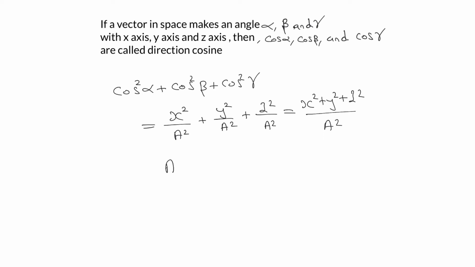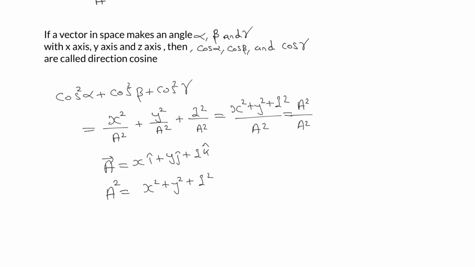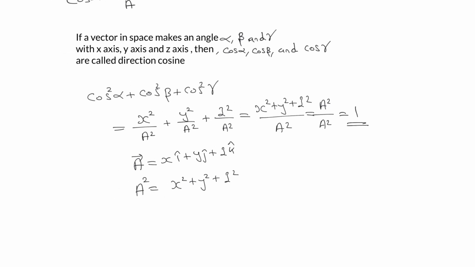Over here our actual vector was A vector equal to x i cap plus y j cap plus z k cap. So if you are finding the magnitude of this vector, the value of A square will be equal to x square plus y square plus z square. So instead of x square plus y square plus z square, we can write A square divided by A square, so I get the value equal to 1. Just remember that if you are squaring and adding these direction cosines, you will get the answer as 1.